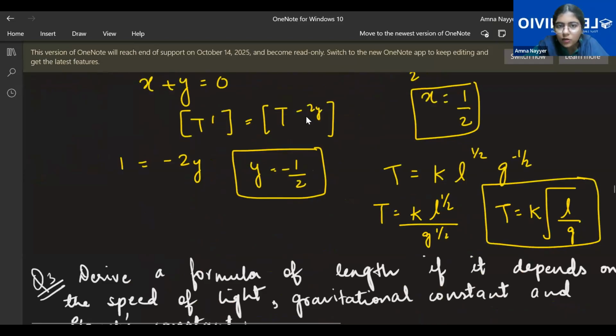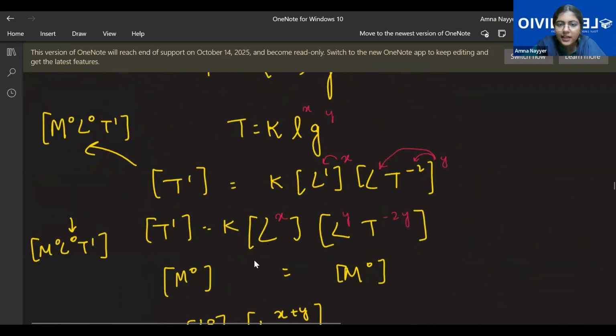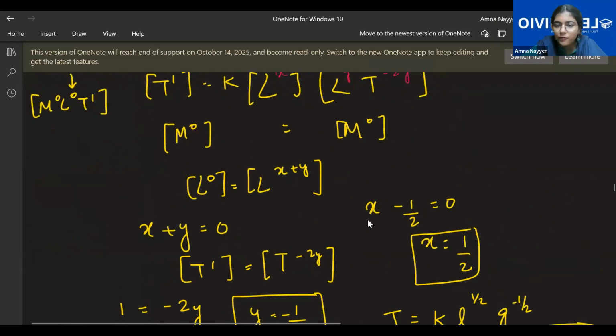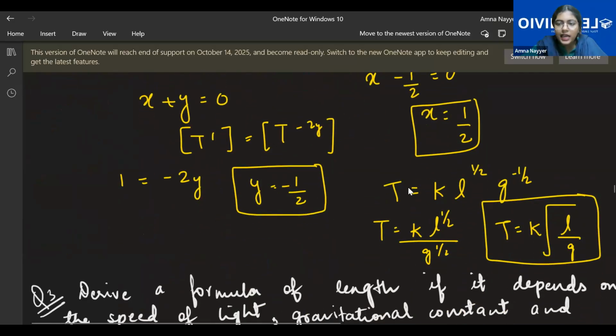1 is equal to minus 2y, so y will be equal to minus half. There was an equation which we left: x plus y is equal to 0. So x minus half is equal... I am just putting the value of y. y is equal to minus half, so I have just put that value here. x is half. So t is equal to k L to the power half, g to the power minus half, because y is minus half.